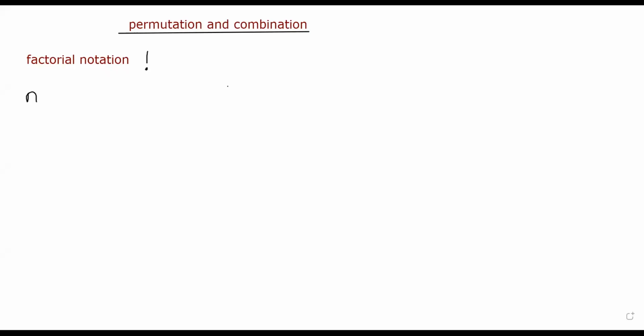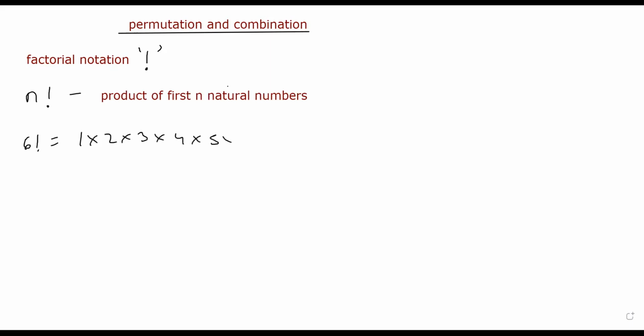Factorial notation is given by exclamation. n factorial, if I say n factorial, it means product of first n natural numbers. So if I say 6 factorial, it is 1 into 2 into 3 into 4 into 5 into 6. Product of first 6 natural numbers. If I say 5 factorial, it is 1 into 2 into 3 into 4 into 5.